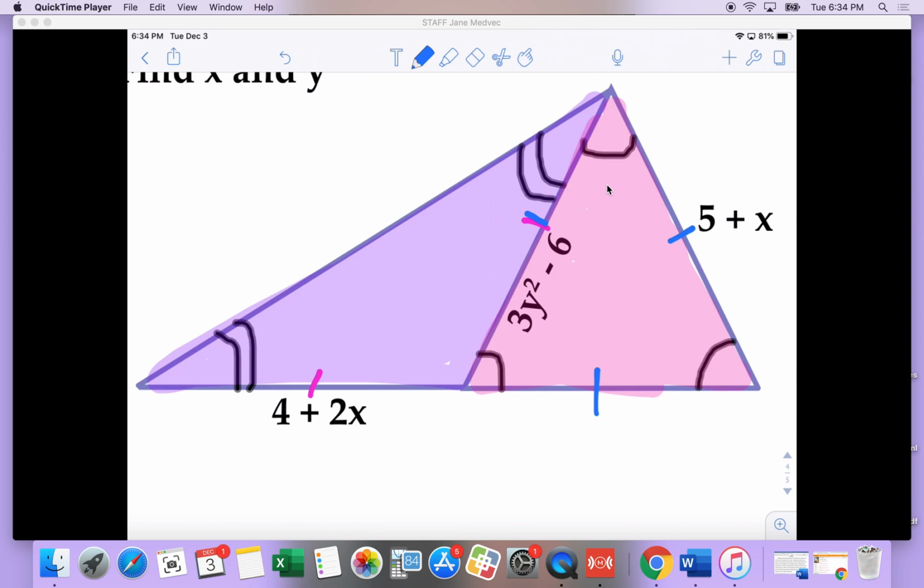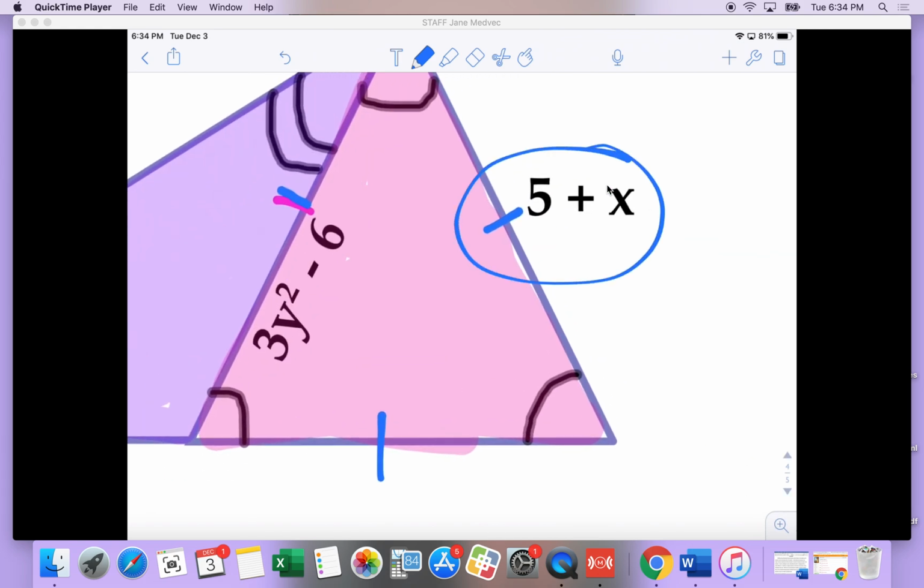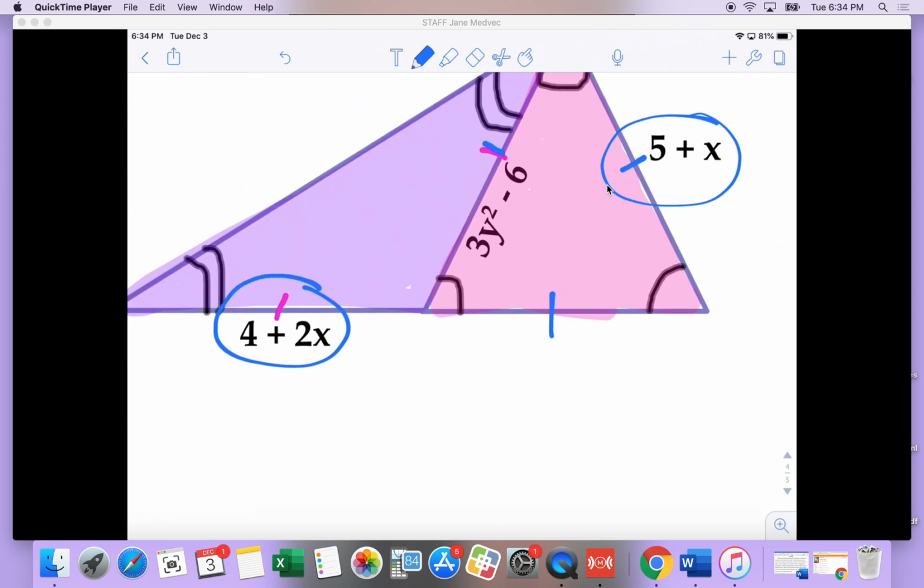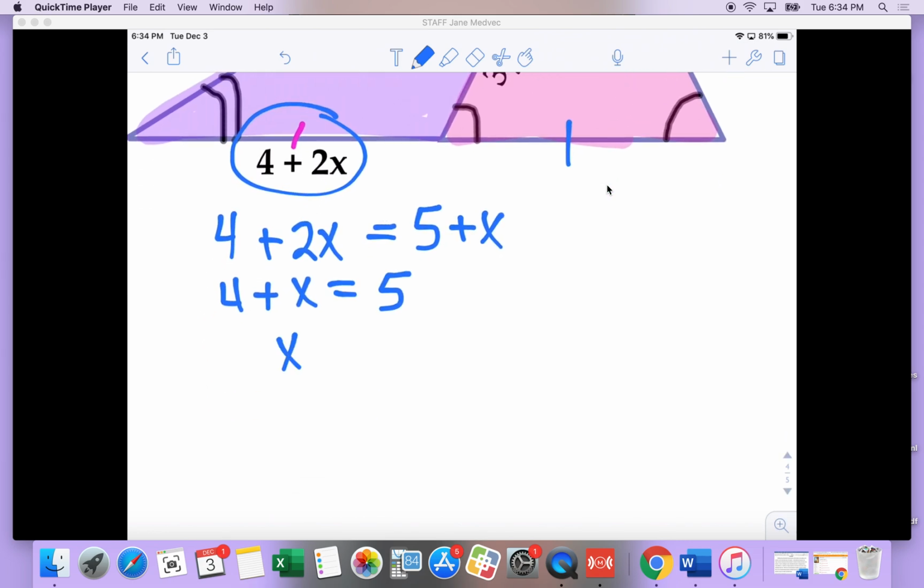So what I'm going to do is, because this side is a 1 hash and has an x, and this side also has an x and a 1 hash, I can take 4 plus 2x, and I'm going to set that equal to 5 plus x. So I'm going to use my algebra magic. I'm going to go ahead and go 4 plus x, because I'm going to subtract x from each side. I'm going to subtract 4 from each side, so x gives me 1. And I just solved for one of my variables.